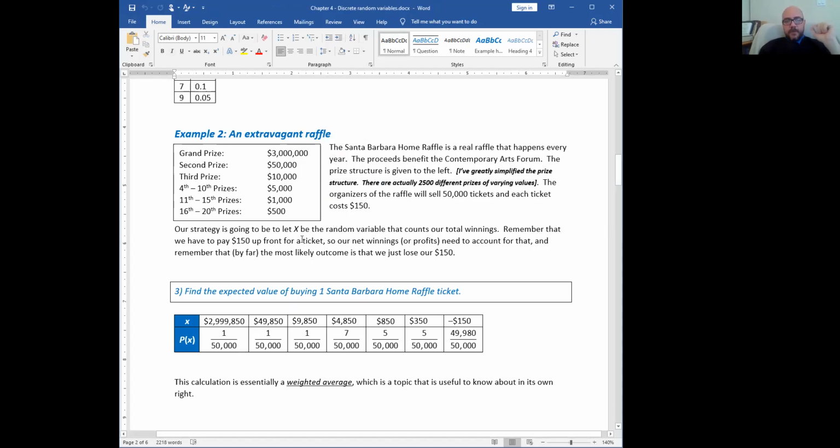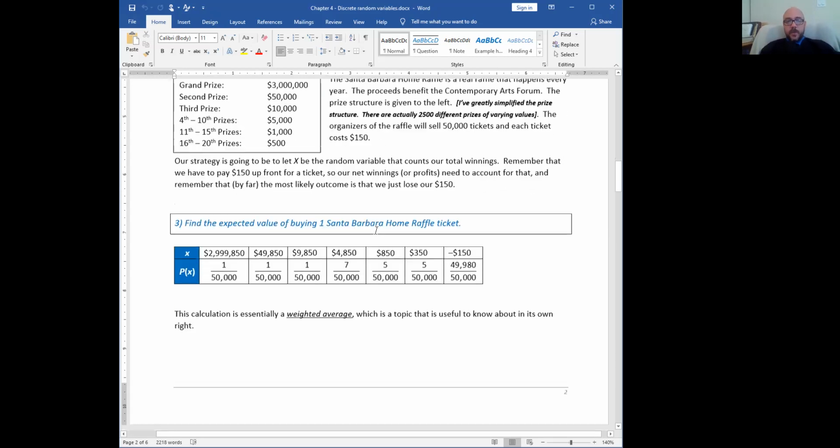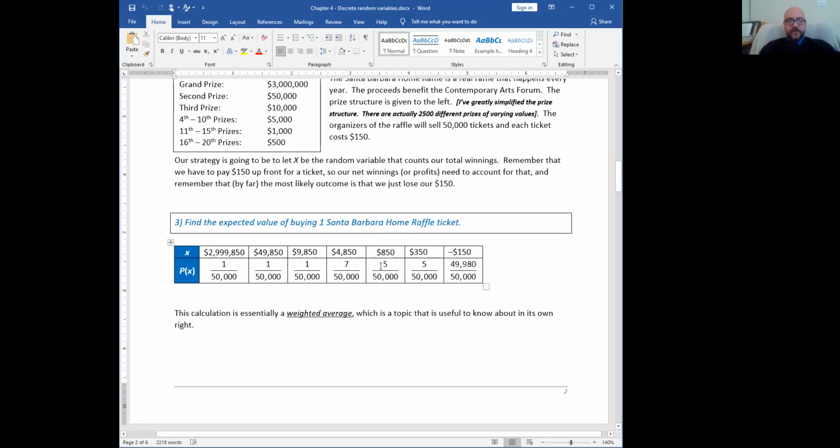So my random variable X is going to be the amount that I am up after buying a ticket, which for most tickets I'm not going to be up, because most of the time we lose, right? There's 50,000 tickets and I'm only listing 20 prizes here. So there's going to be 49,980 losing tickets. So I'm going to make a probability distribution and it's going to go like this.